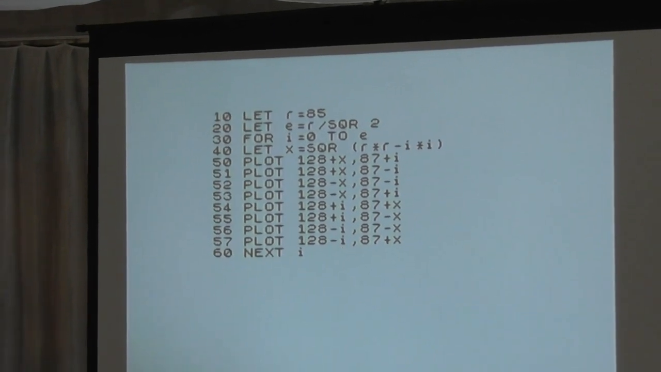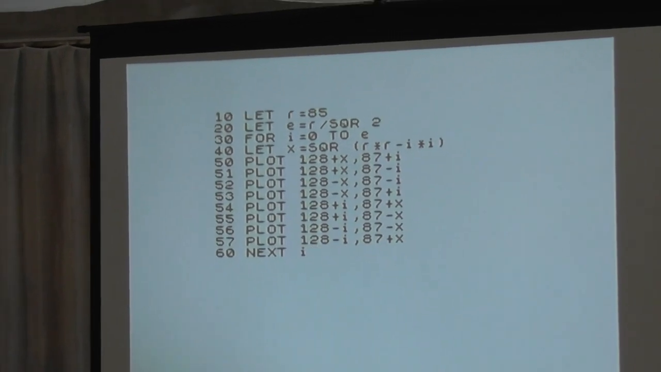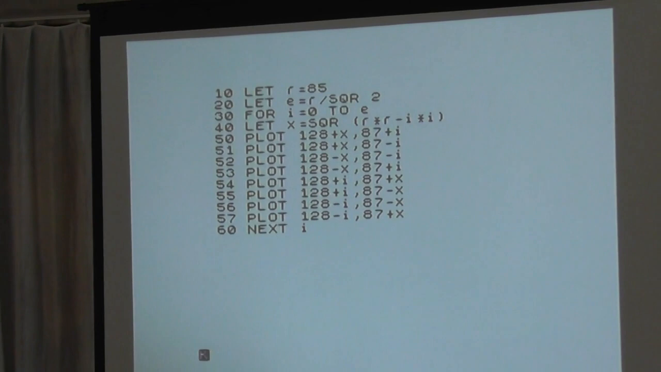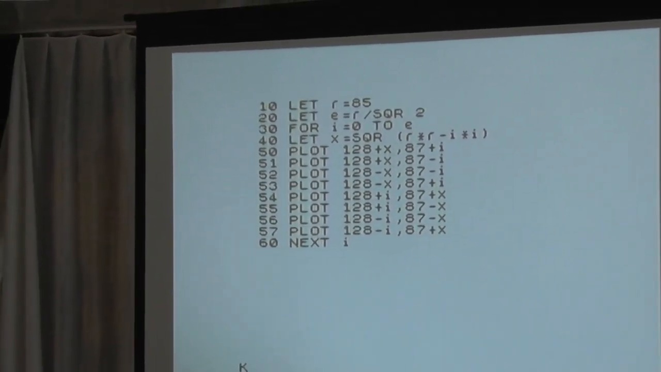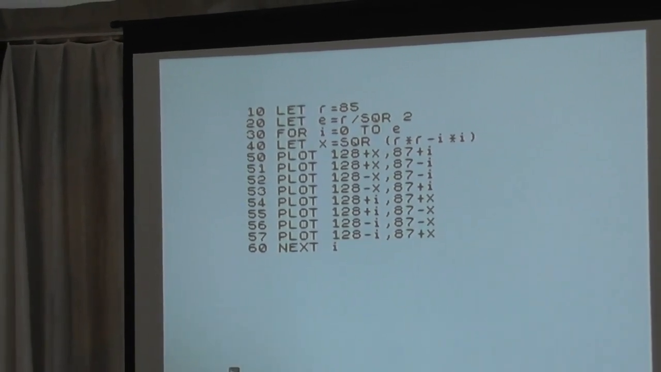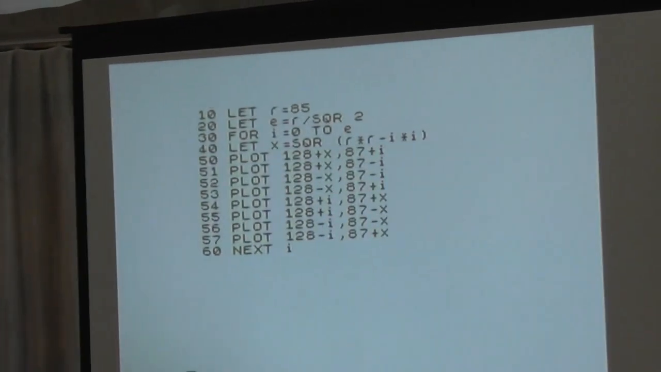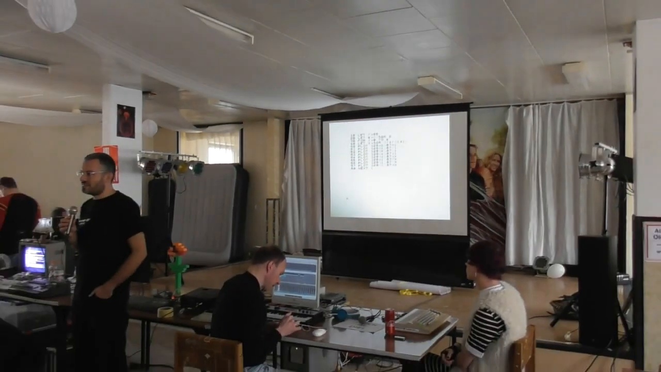On the Spectrum, they are especially slow because the Spectrum inherited the square root routines from the ZX81, which only had 8 kilobytes of ROM. So it had to be very precise. Actually, the square root routine in the Spectrum is something like 10 bytes, maybe less. And it's not particularly fast. It's small.